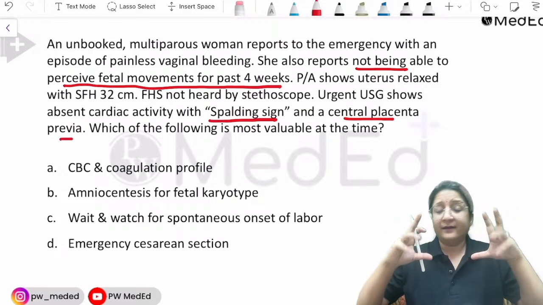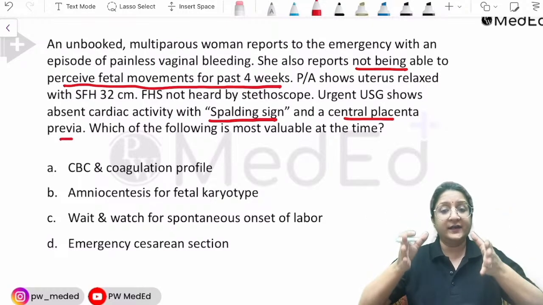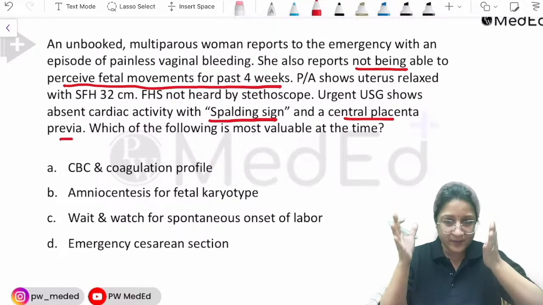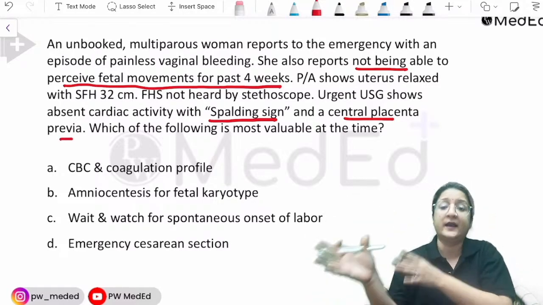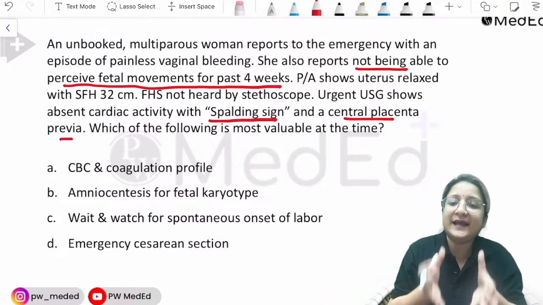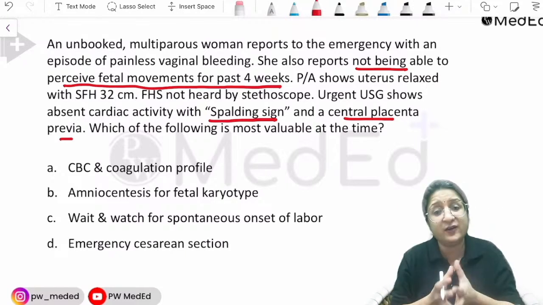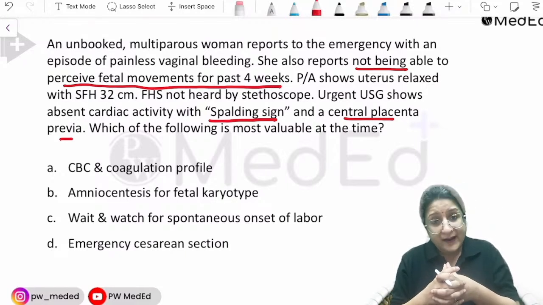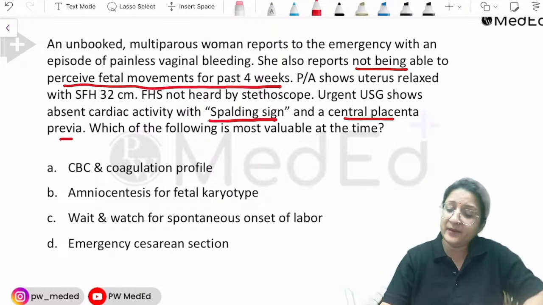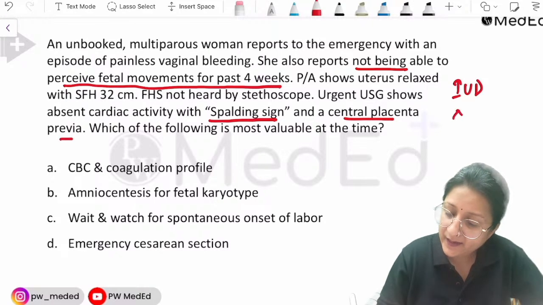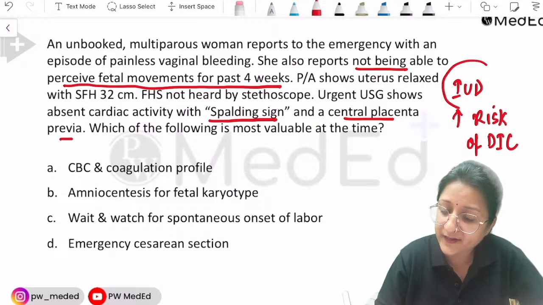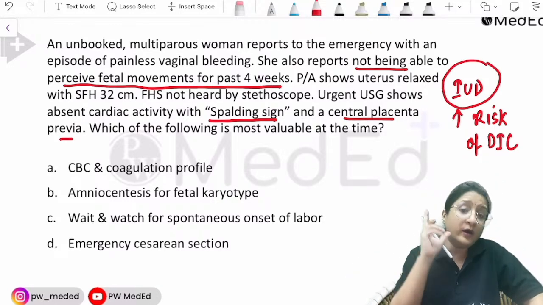So you're right that a cesarean will be required for delivery. I agree on that; since it's a central placenta previa case, an emergency cesarean section needs to be done. But before I do that, I need a baseline investigation. I at least need a baseline coagulation profile, right? IUD is also associated with DIC. Remember, IUD increases the risk of DIC, particularly when a dead fetus has been retained for a long duration of time.